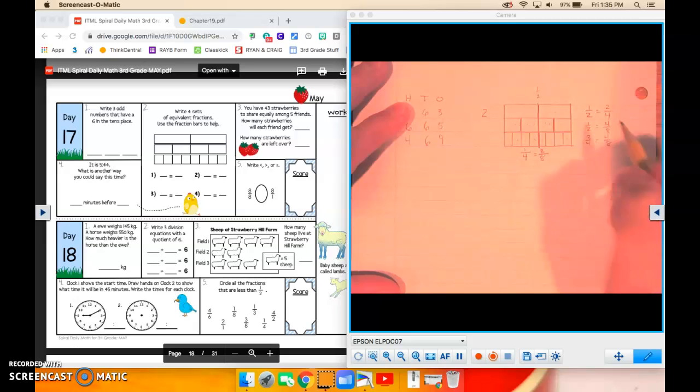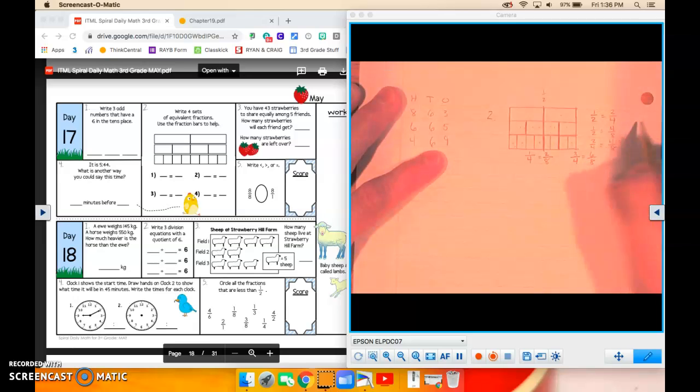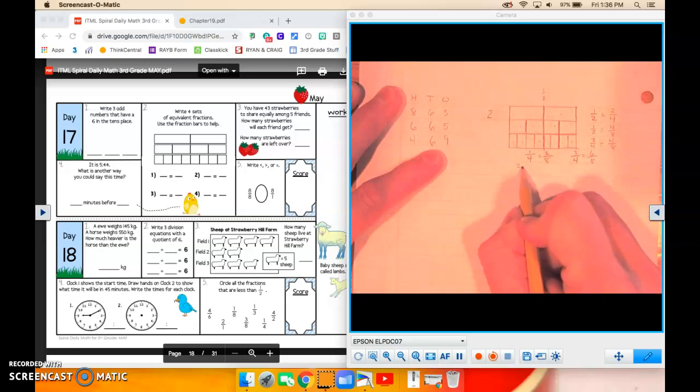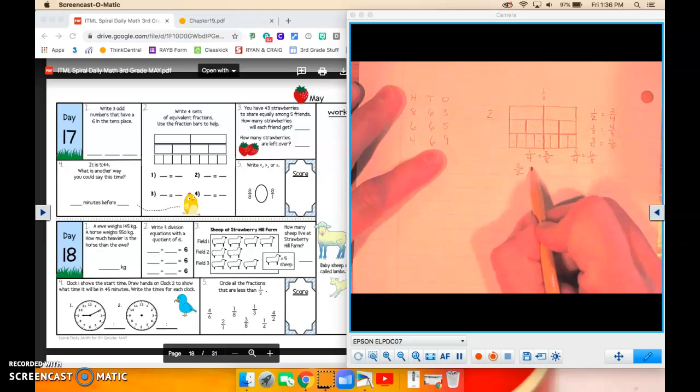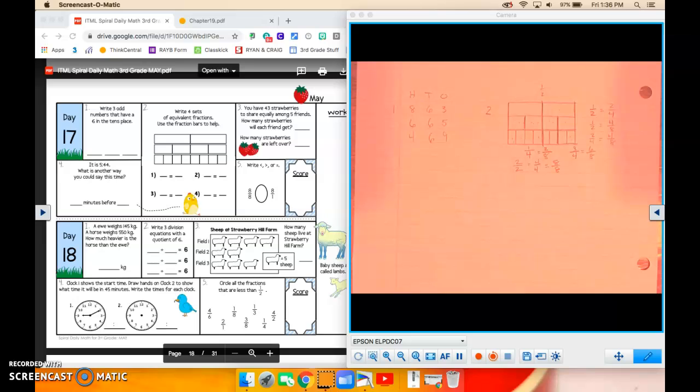That's 1, 2, 3 fourths out of 1, 2, 3, 4, 5, 6 eighths. And we also could say 2 out of 2 is equivalent to 4 out of 4, which is equivalent to 8 out of 8. We got a lot of options there. Any of those are fine.